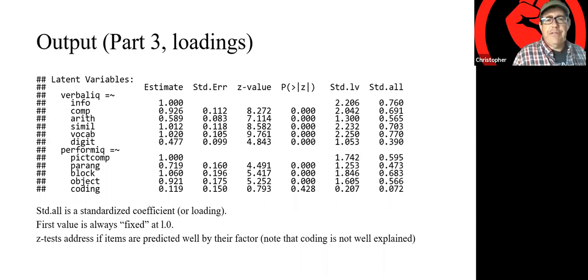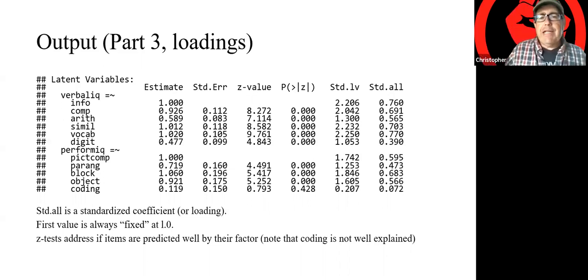Notice for the first variable in each, information and picture completion, the estimate is simply set at 1. This is a technical aspect of how we do anything with latent variables. That first variable serves kind of as a basis for estimating the others. So you can change which one is fixed to 1 as a default. There's always got to be something that is fixed to 1.